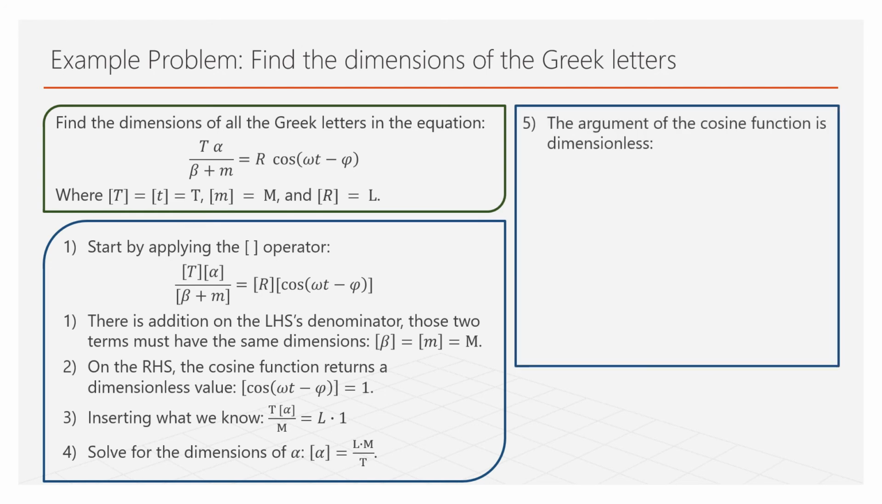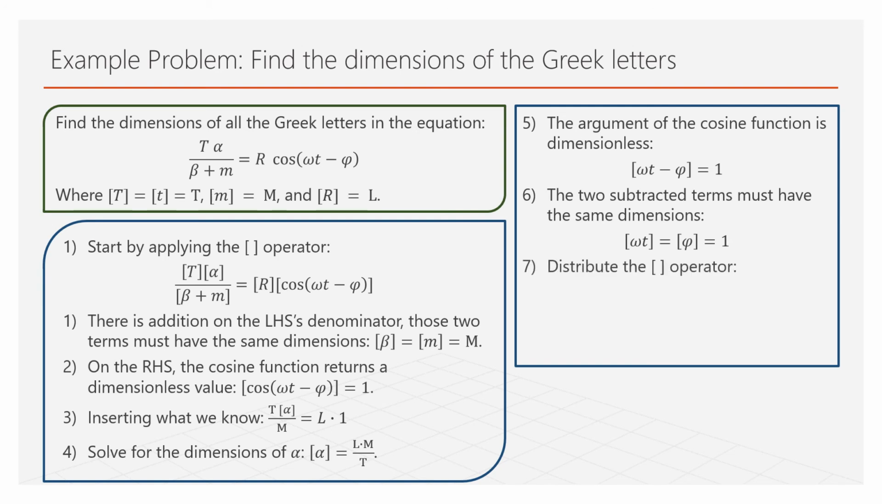The argument of the cosine function is dimensionless, so we therefore say the dimensions of omega t minus phi equals 1. The two subtracted terms must have the same dimensions. So the dimensions of omega t equal the dimensions of phi, and these are on the left-hand side of the equation sign, and so they are both dimensionless, so we'd say it's equal to 1.